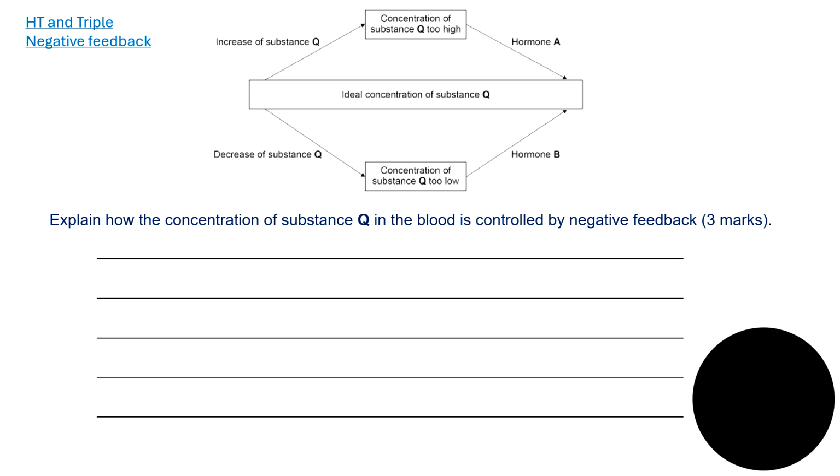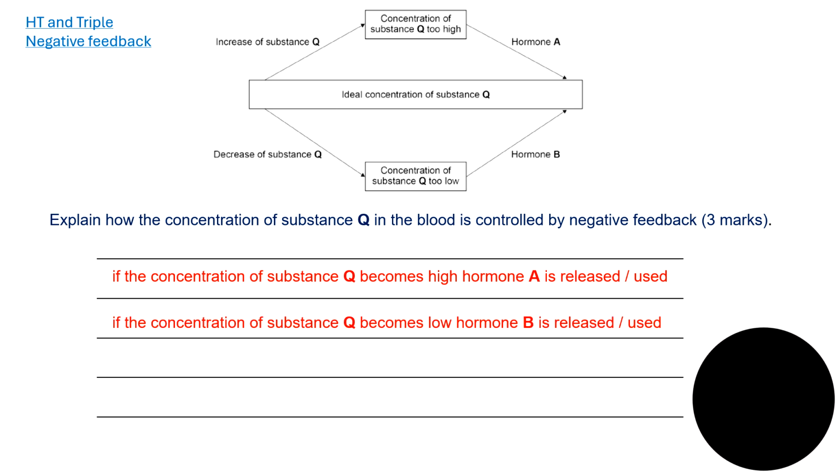Before answering this question, take time to fully understand the diagram and get to the point as I have in this answer. If the concentration of substance Q becomes high, hormone A is released and therefore the concentration decreases. If the concentration of substance Q becomes too low, it triggers a different response and hormone B is released. It does this in order to bring the conditions back to the optimum. I've just simply put it as hormones A and B bring the concentration of substance Q back to ideal or normal or optimum.